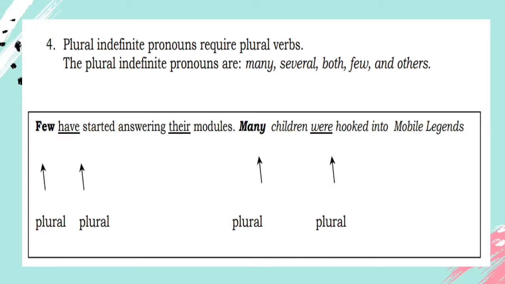Number 4. Plural indefinite pronouns require plural verbs. The plural indefinite pronouns are many, several, both, few, and others.